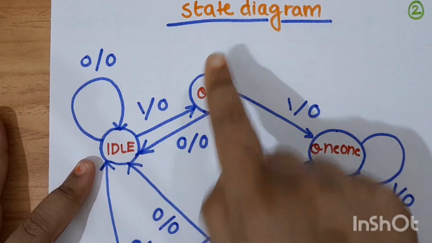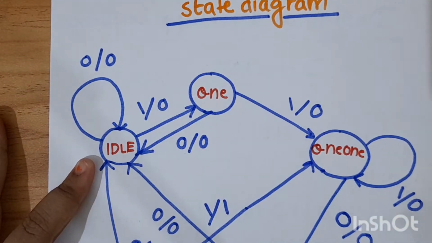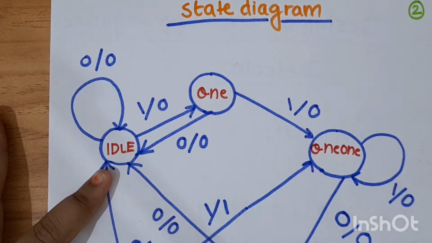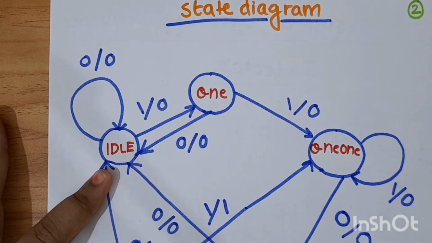Now, here is the state diagram for the overlap sequence detector, and this is a Mealy state machine, where the output depends upon the present state and the input. The pattern which we have to detect is 11011. Suppose first we are in the idle state, where we are awaiting the pattern 11011 in the input stream.